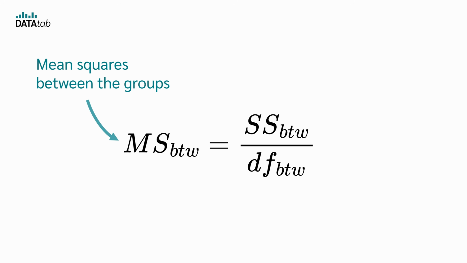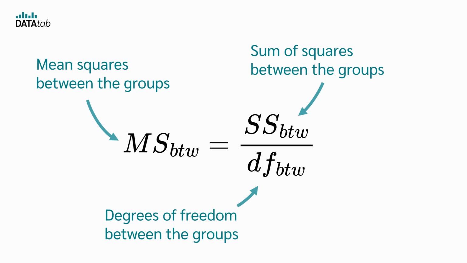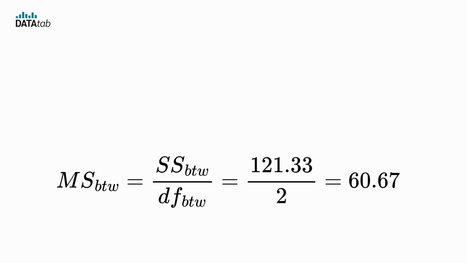We obtain the mean squares between the groups by dividing the sum of squares between the groups by the number of degrees of freedom between the groups. We've just calculated the sum of squares between the groups, and the degrees of freedom result from the number of groups minus 1. So in our case, 3 minus 1, which is equal to 2. We get a mean square of 60.67.